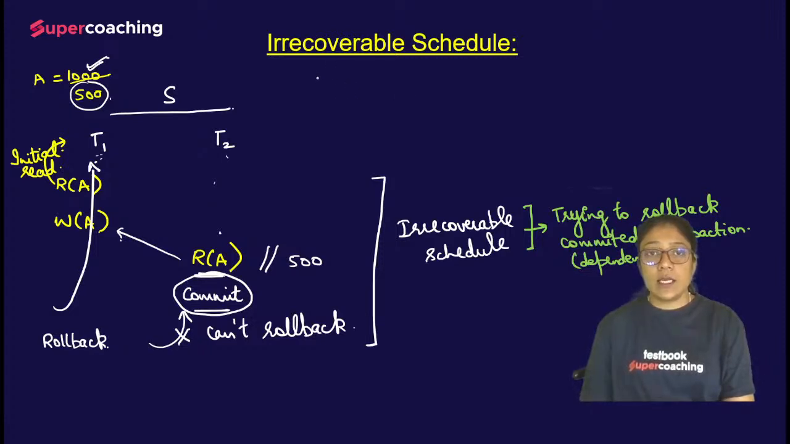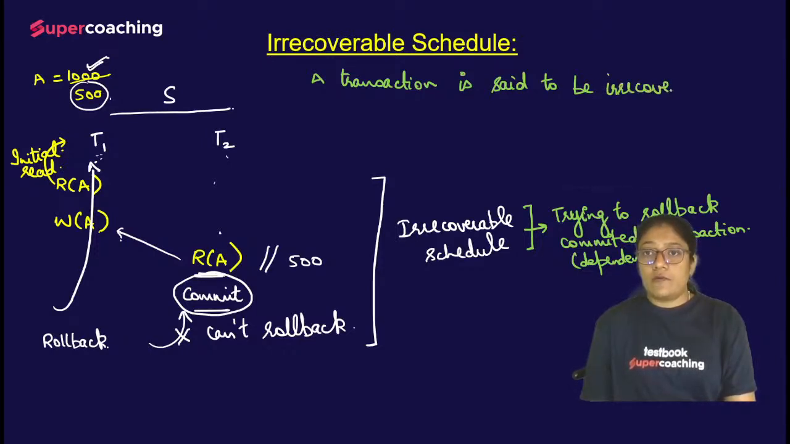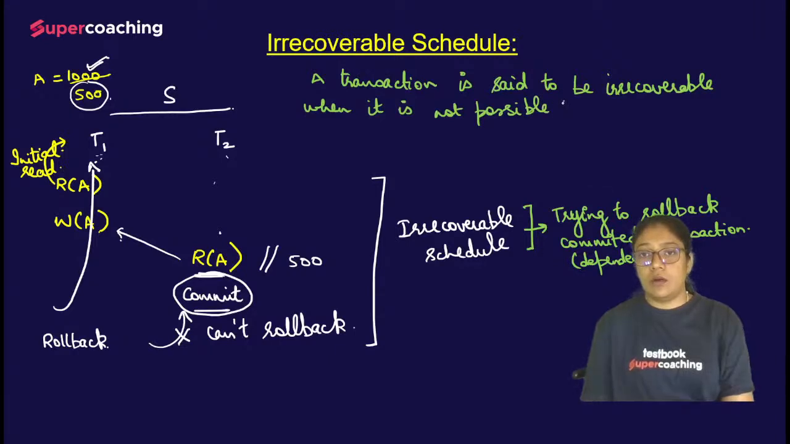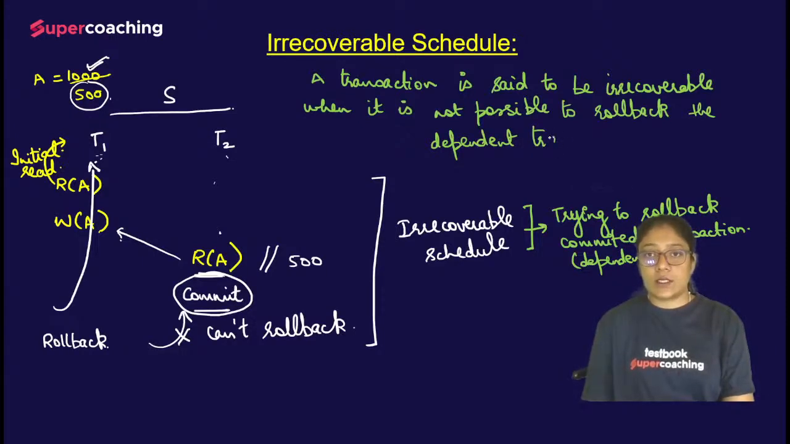So we can say that a schedule is said to be irrecoverable when it is not possible to roll back the dependent transaction. Make sense?